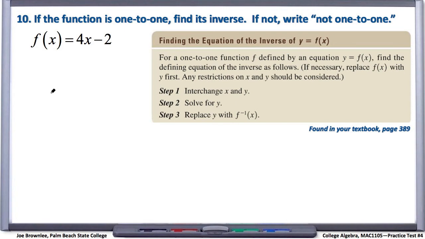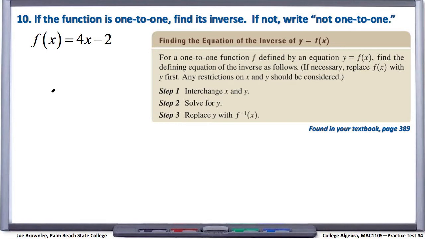All right, number 10, if the function is 1 to 1, find its inverse. If not, write not 1 to 1. And we've been given f of x equals 4x minus 2. Now, f of x equals 4x minus 2 is a linear equation, something that we've been working with for a long time now. So you might recognize this right off the bat as being a 1-to-1 function.